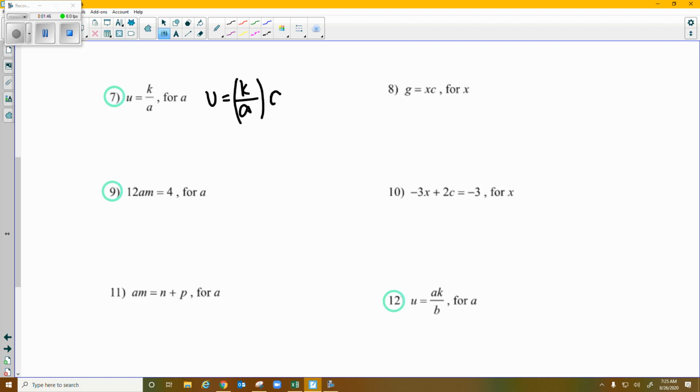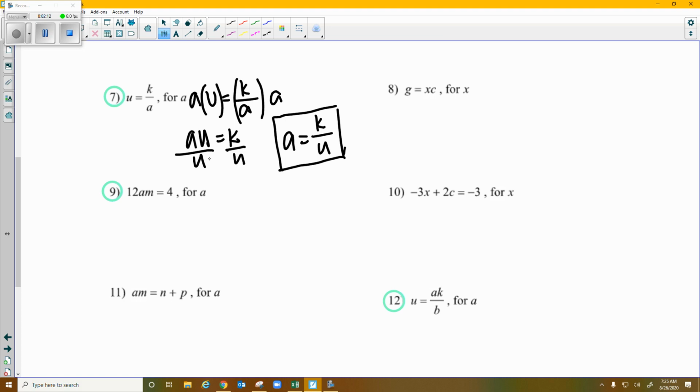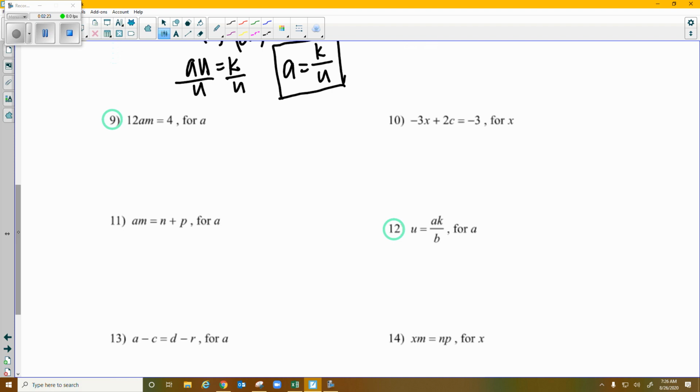And since it's division, I'm going to multiply both sides by a. And so I have AU equals K, and now it's easier for me to solve for that A and isolate because I have multiplication, so I can divide by U, and I get A equals K over U, right? So even though it seemed like there weren't that many steps, you have to move that variable that you're solving for in order to actually isolate it.